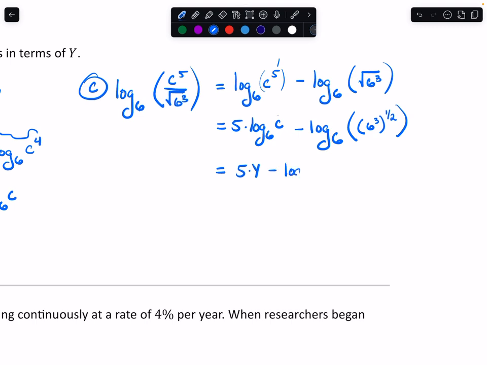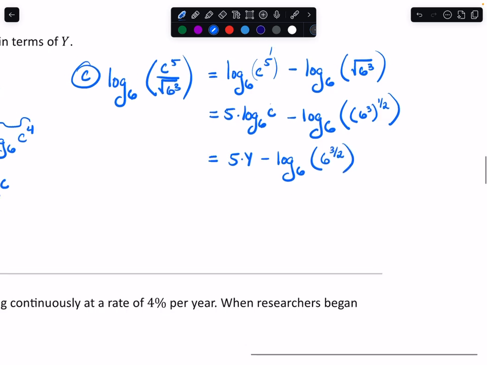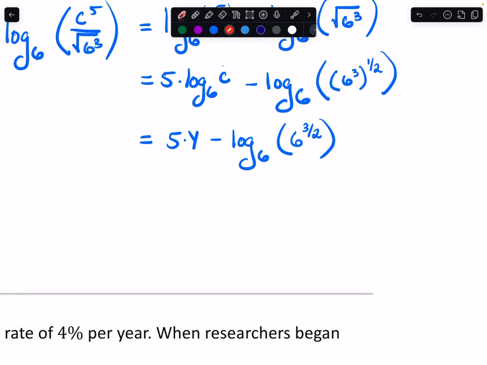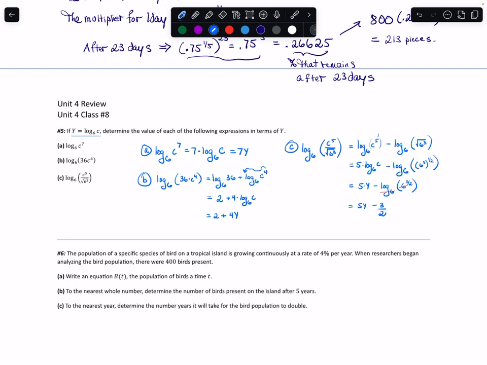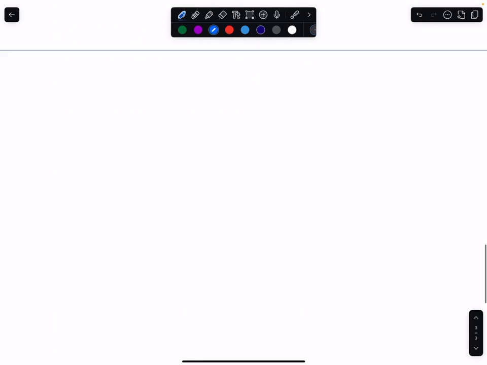Here, I have log base 6 of 6 cubed to the half, which is 6 to the 3/2. And that there is this undoing here. You have log base 6 of 6 to the, they kill each other off. And so my final answer here, I think, is 5y minus 3/2. Hopefully I didn't mess that up. No, I'm good, I think. Anywho. Okay, 2 more. They're doozies.